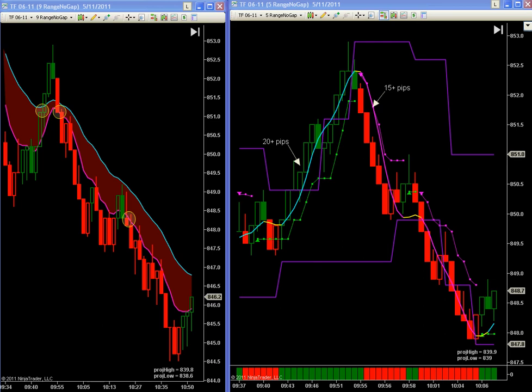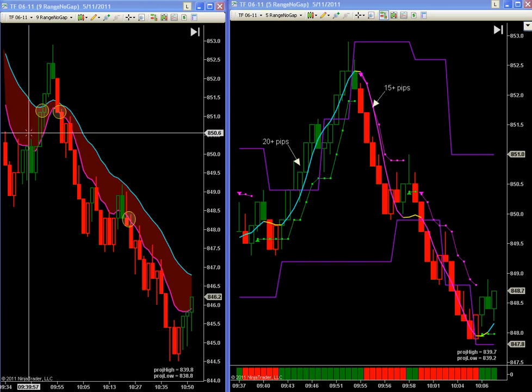I would like to demonstrate how to use our easy color trading system to trade TF, Russell futures. We have two charts here. On the left side is a 9 range and on the right side is a 5 range. We use the 9 range to identify the trend direction.